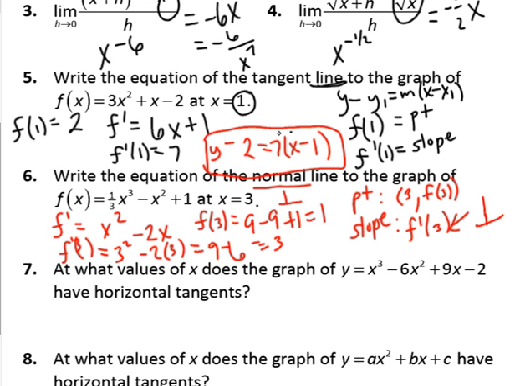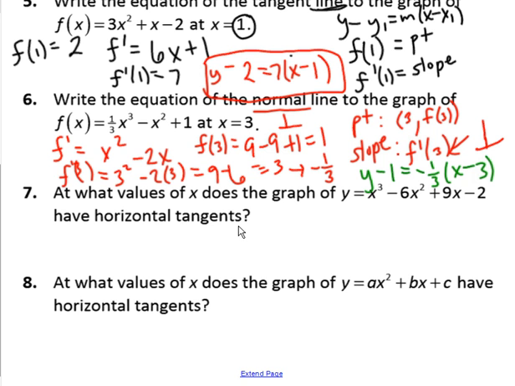So our point is (3, 1), and our slope is 3. But again, we want the normal line, so our slope is going to be the opposite reciprocal, so that's going to be negative 1/3. All right, so now for our equation, we're going to say y minus y1, so that's y minus 1 equals our slope, negative 1/3, times x minus our x value of 3, and that's our answer.